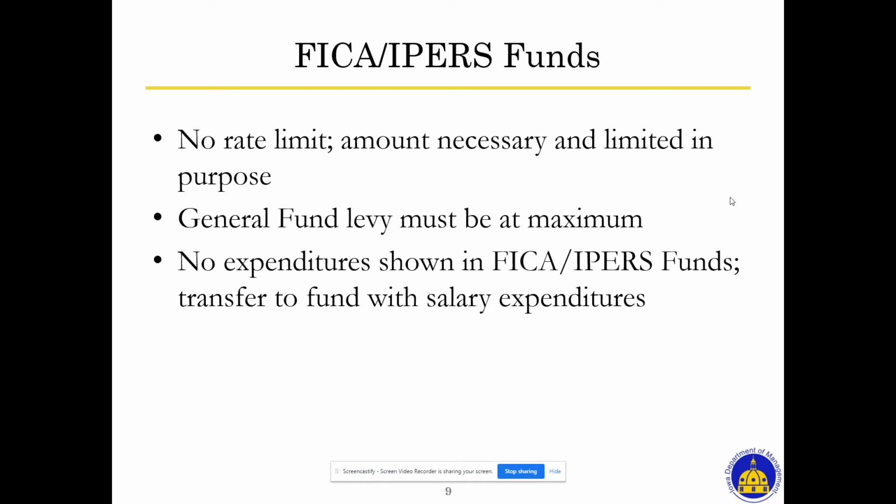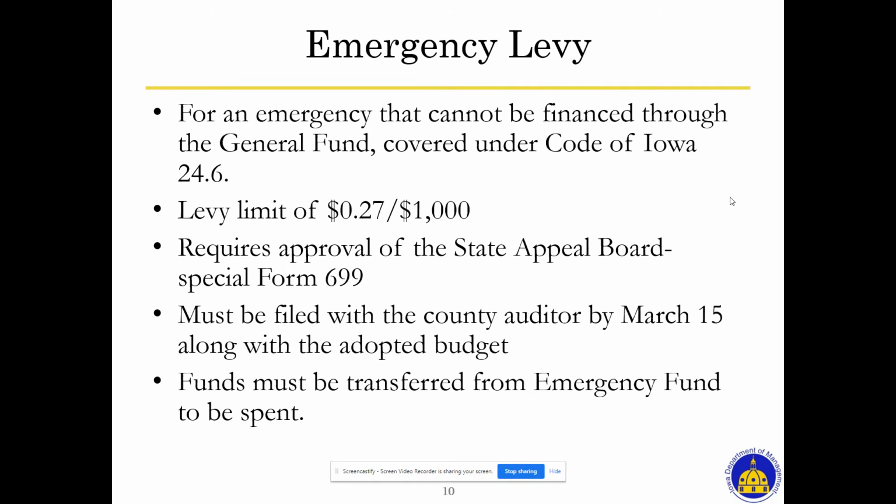FICA and IPERS, that is 2 different levies that are available to county hospitals. There is no rate limit. It is the amount necessary, and it is limited, of course, in purpose to paying the cost, the employer share of FICA and IPERS. The general fund levy must be at its maximum in order to utilize the FICA and IPERS levies. And you do not show expenditures in the FICA and IPERS funds. You actually transfer to the fund with the salary expenditures. So you transfer then to your general fund.